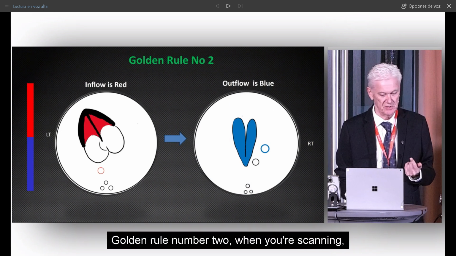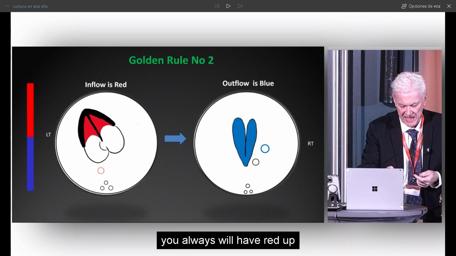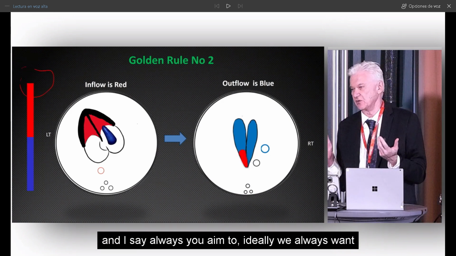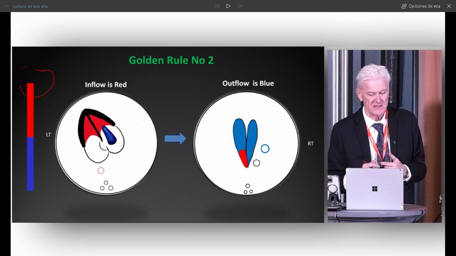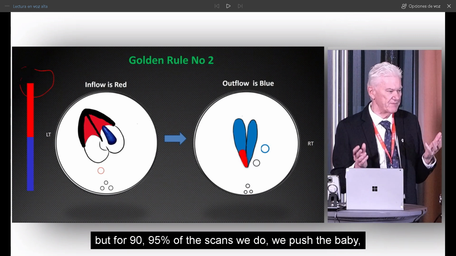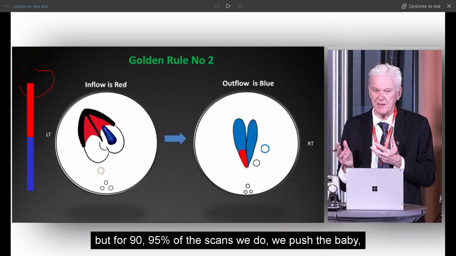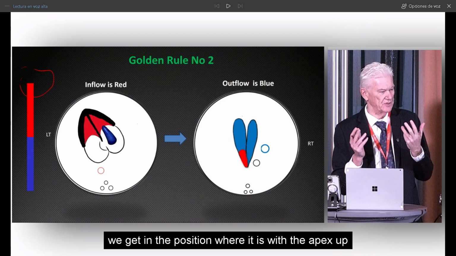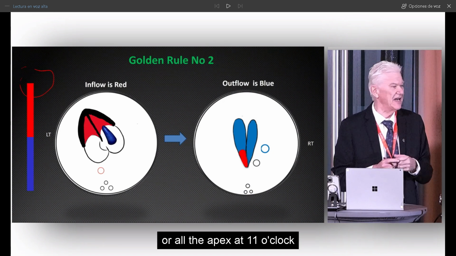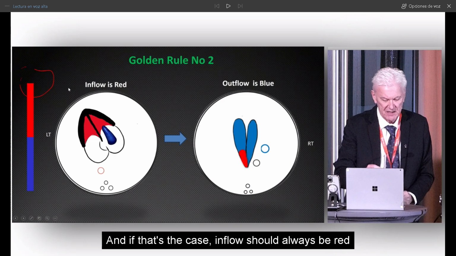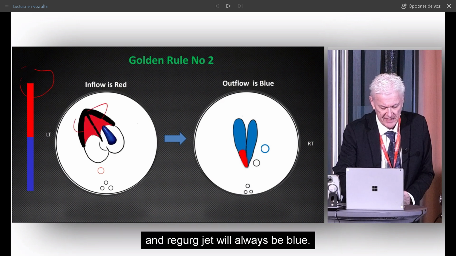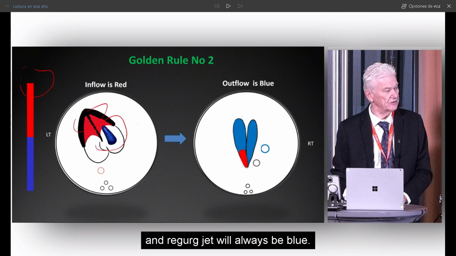Golden rule number 2. When you're scanning, you always will have red up. When I say always, you aim to. Ideally, we always want to have the apex pointing upwards and the spine posteriorly. But for 90-95% of the scans we do, we push the baby, we get into position where it is with the apex up, or the apex at 11 o'clock, or 3 o'clock, or 9 o'clock. And if that's the case, inflow should always be red, and regurgitant jet will always be blue.